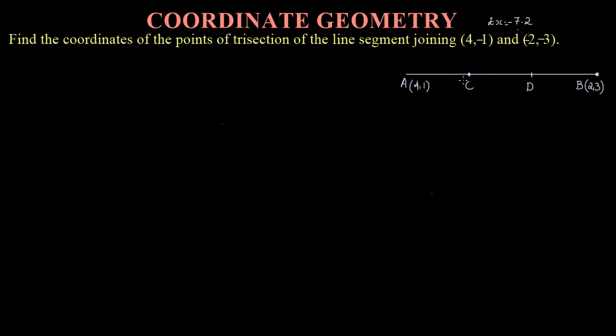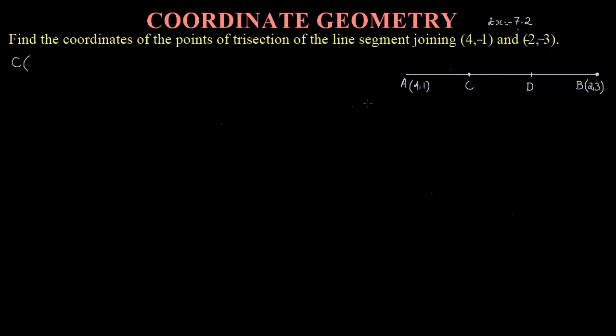Now I have just divided this line into 3 parts, and I have named the points which divided the line into 3 parts as C and D, right? So you can observe here there are 3 parts now, and we need to find the coordinates of this point C and this point D. How are we going to find them? We can use the section formula.